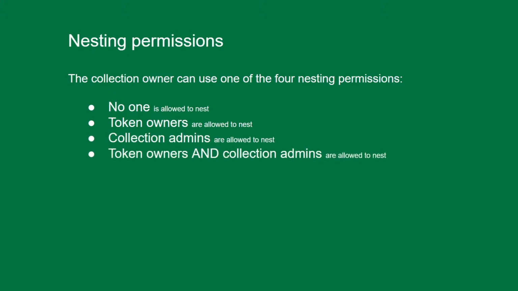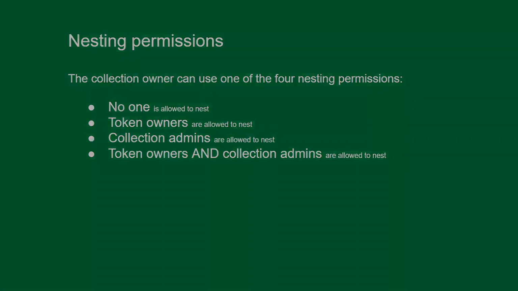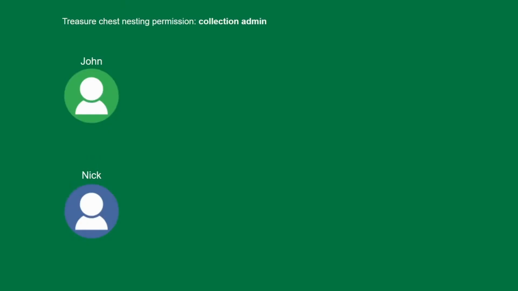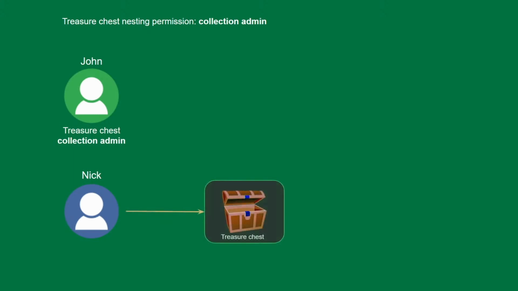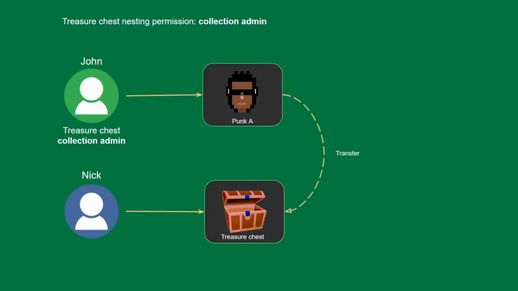Let's look at the collection admin permission. Let John be an administrator of the treasure chest collection, and Nick has a treasure chest NFT from the same collection. If John owns a punk NFT, he can nest this punk into Nick's treasure chest because John is an administrator of all treasure chests. So this transfer will succeed. Okay, let's try it in action.